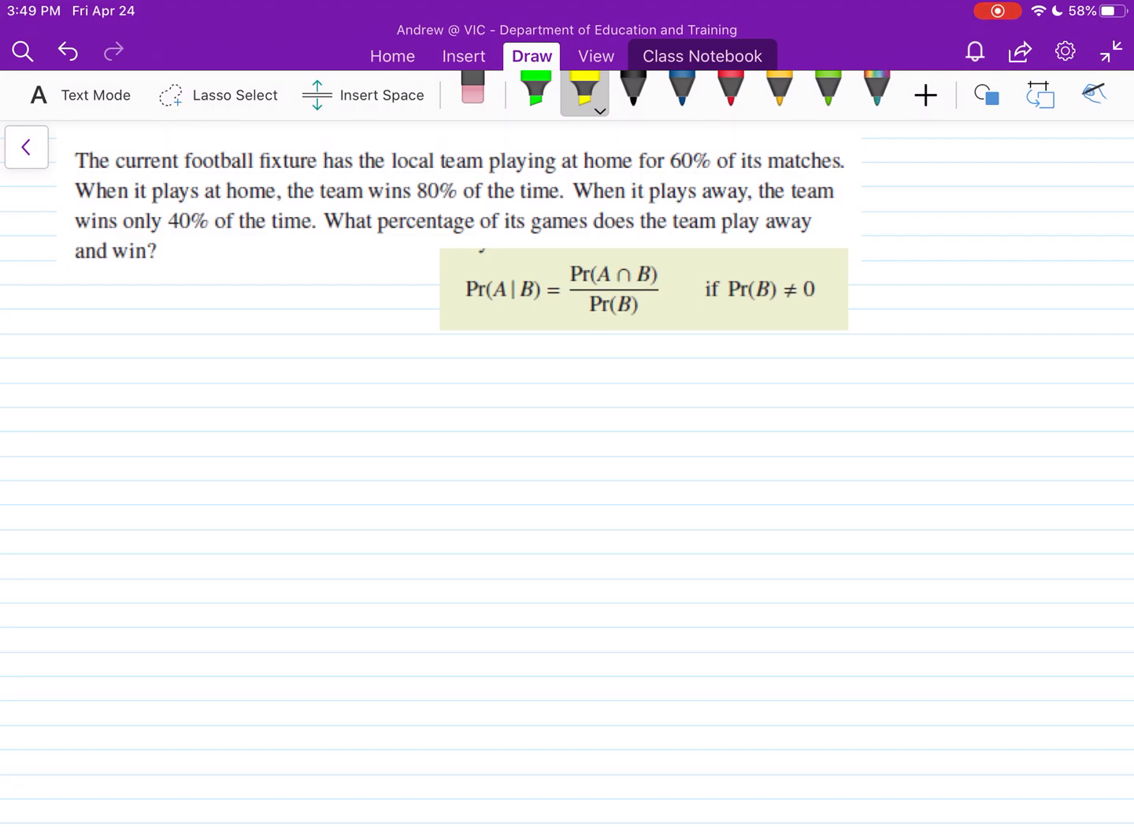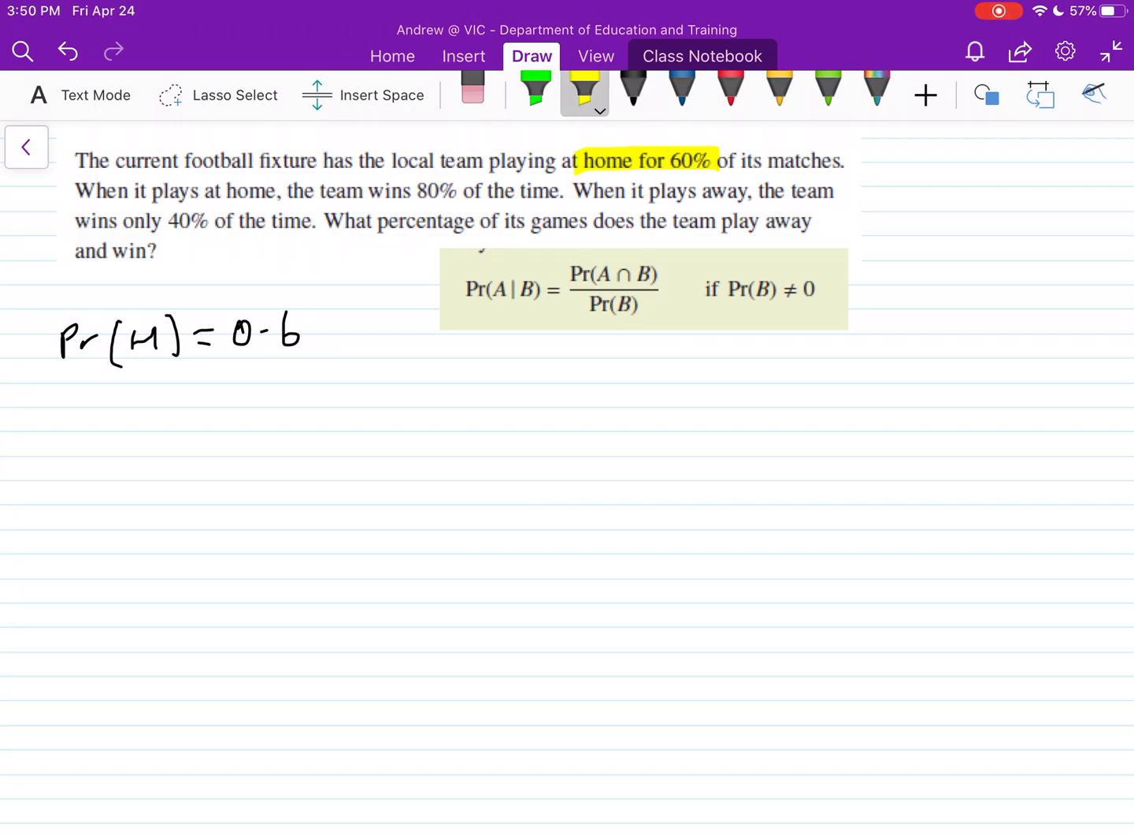Remember, just highlight your important information. So firstly, they play at home 60% of the time. So we call this the probability of H is equal to 0.6. Okay, remember 60% is 0.6.